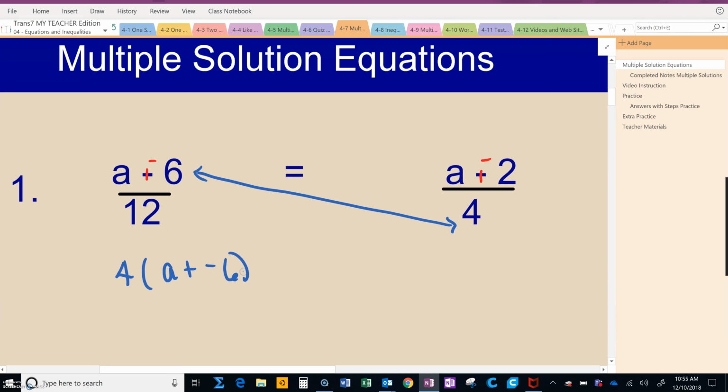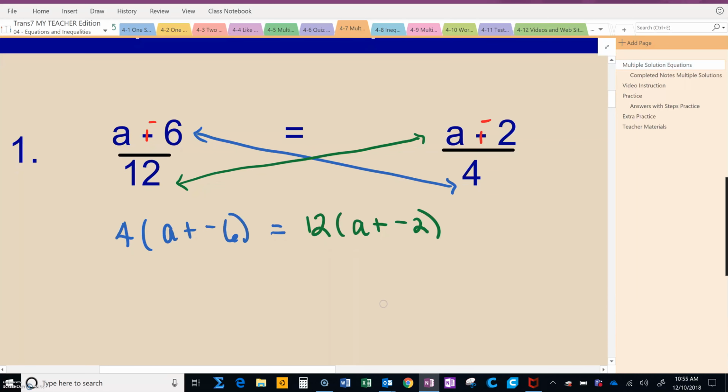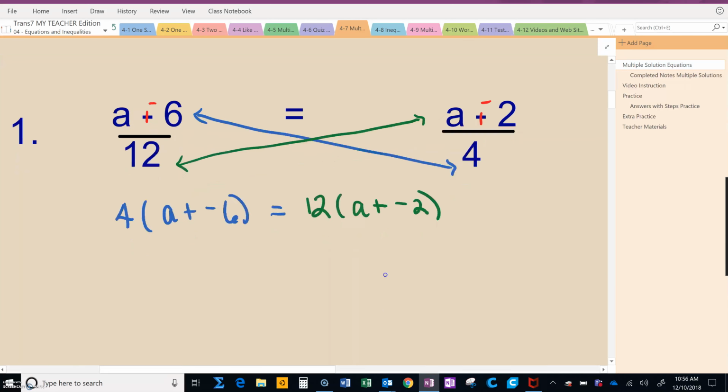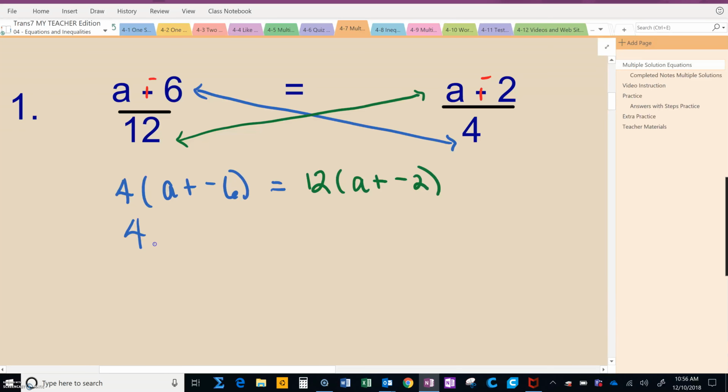And I'm going to put that in parentheses because I'm multiplying 4 times the entire numerator, which is going to require me to distribute. And I'm going to multiply 12 by the entire numerator of the other fraction, 12 times a plus negative 2. When I do that, I end up having to work with the distributive property. So I get 4a plus negative 24 equals 12a plus negative 24.